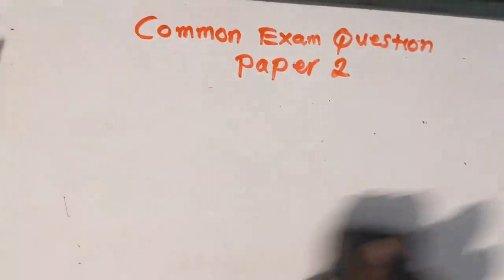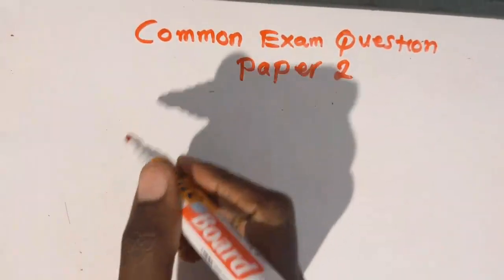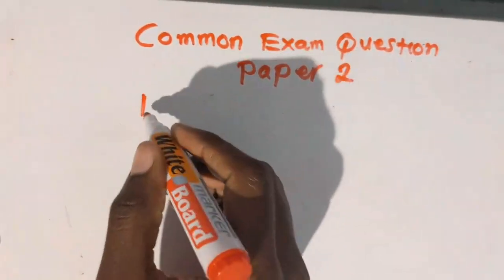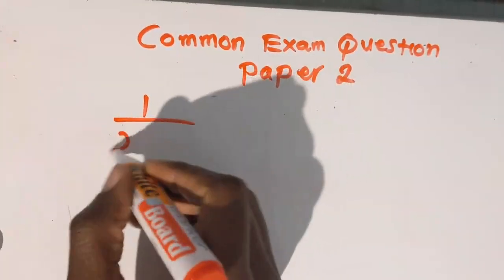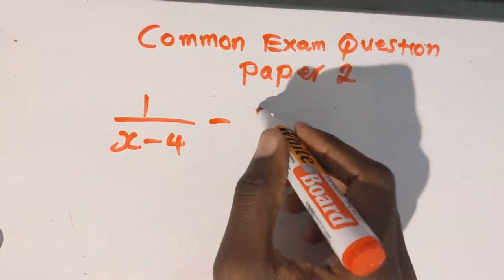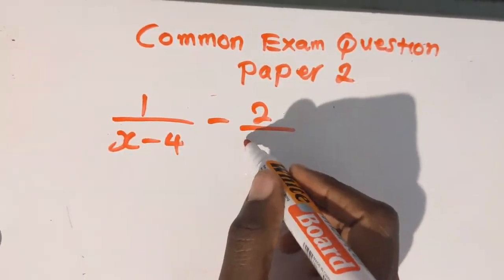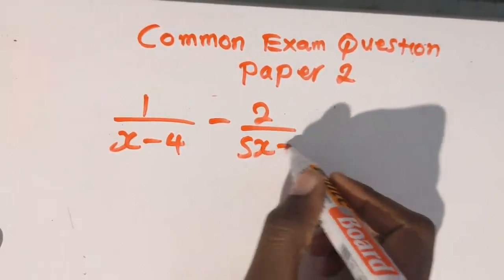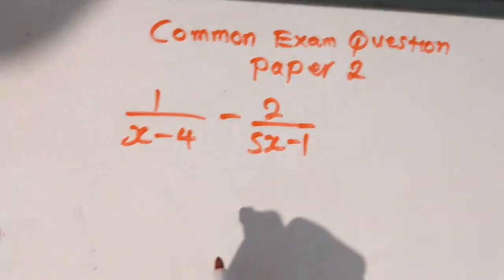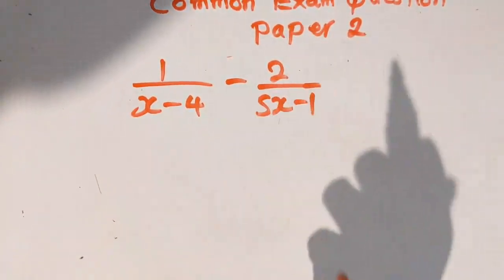So question 3 was actually telling us to... this was question 3: minus 2 over 5x minus 1. So what they want is just to express this as a single fraction. What is a single fraction?